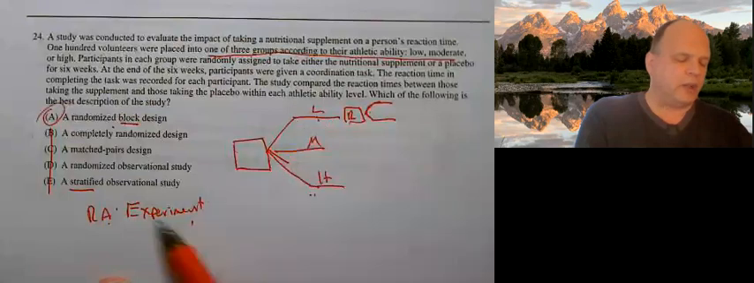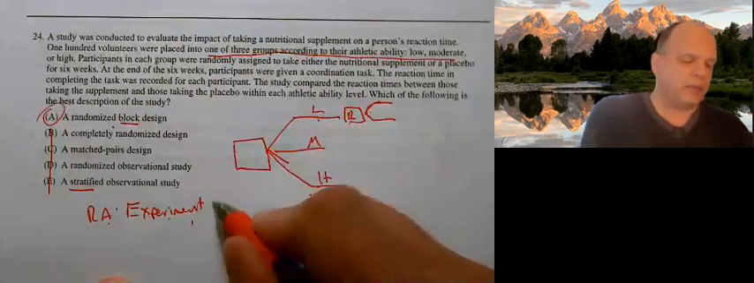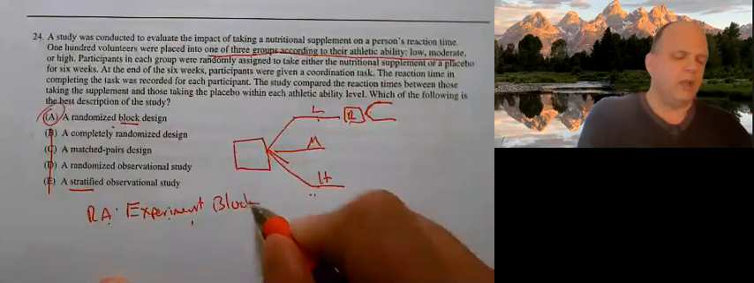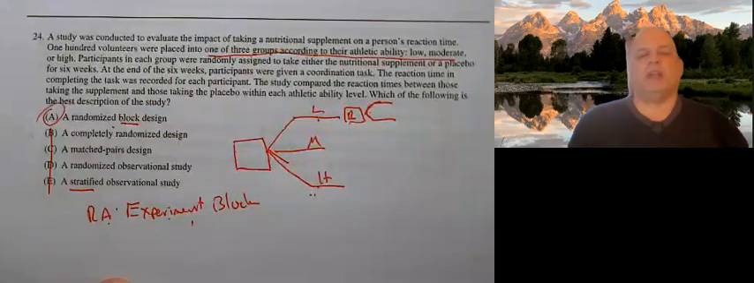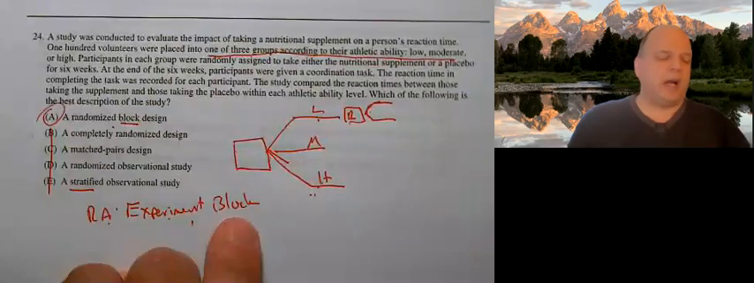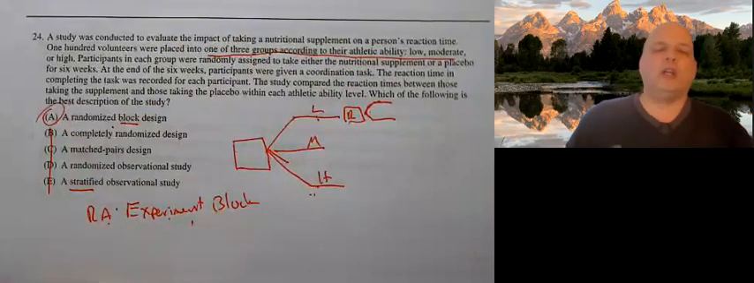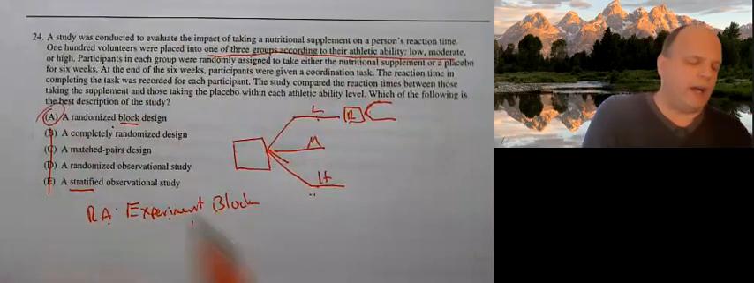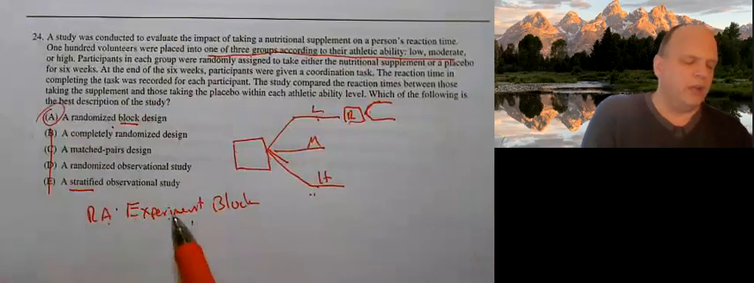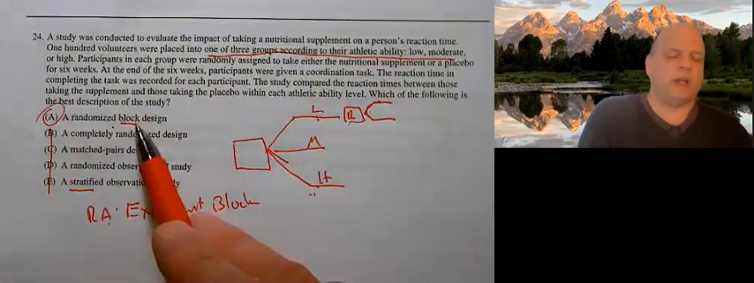And it's like, you know what? Experiments is the one that has blocks. It has to be block, because block goes with experiments. Stratified only goes with observational studies. Stratified does not go with experiments. Since this is an experiment, we have a randomized block design.